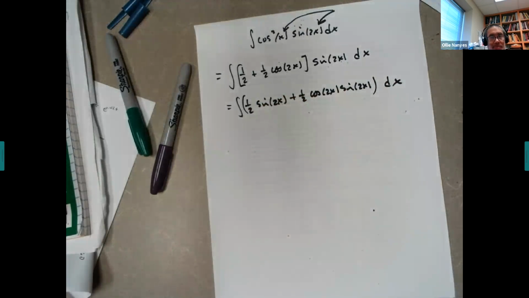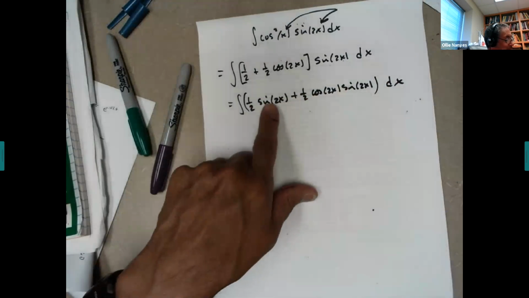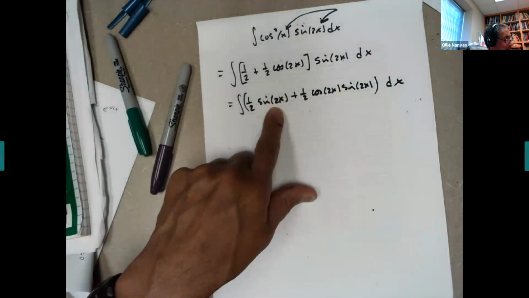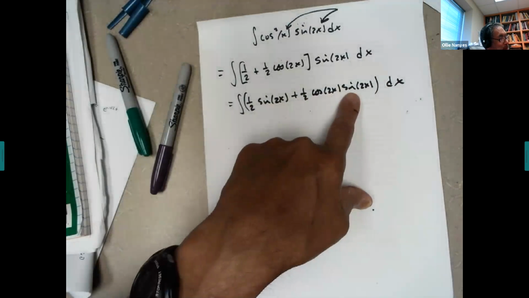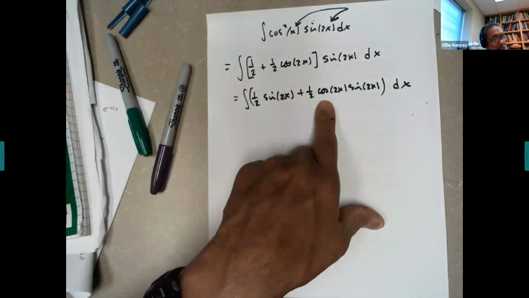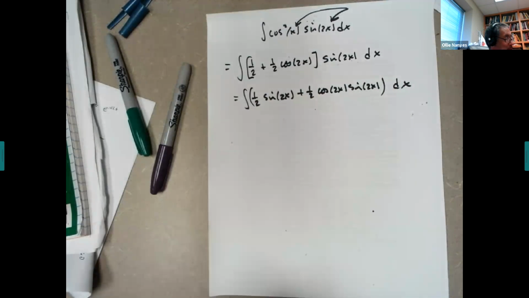Now we're off and running. Now, when we actually integrate this integral right here, the sine of 2x, we can just do directly. This one here is going to be a u substitution, and you have a choice. I recommend letting u equal sine of 2x, du equaling 2 cosine 2x. So let's just do these separately.